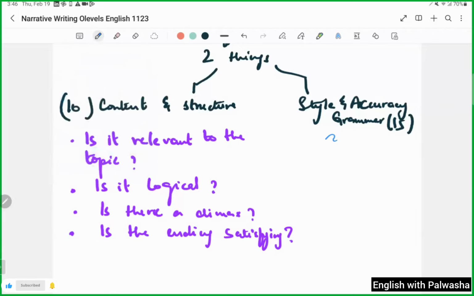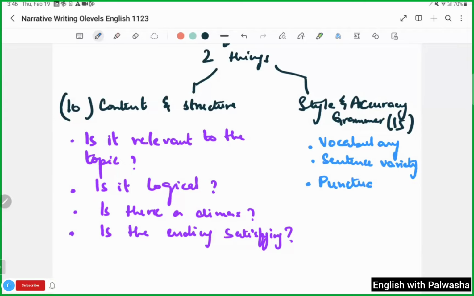Okay, so these are the things they check. Vocabulary, as we know, it should be a better vocabulary which we have to add. It should have sentence variety. Every student has one sentence style and they follow that and try not to break it. But I would really request you, please bring variety in your sentences. For that, you have to invest your time in reading. Punctuation should be there: full stop, comma, exclamation mark, inverted commas, hyphenated sentences.